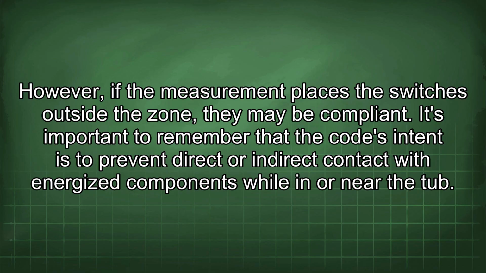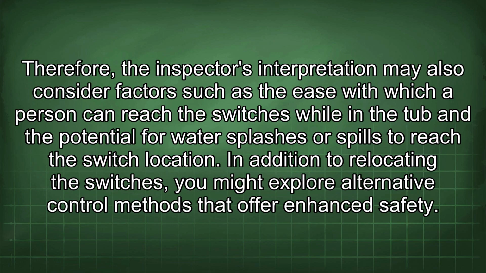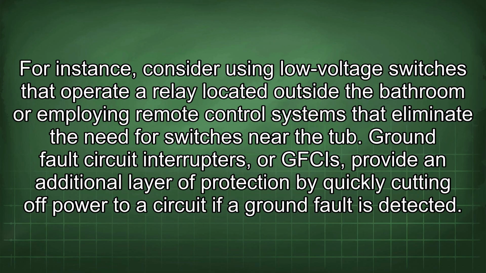It's important to remember that the code's intent is to prevent direct or indirect contact with energized components while in or near the tub. Therefore, the inspector's interpretation may also consider factors such as the ease with which a person can reach the switches while in the tub and the potential for water splashes or spills to reach the switch location. In addition to relocating the switches, you might explore alternative control methods that offer enhanced safety. For instance, consider using low-voltage switches that operate a relay located outside the bathroom, or employing remote control systems that eliminate the need for switches near the tub.